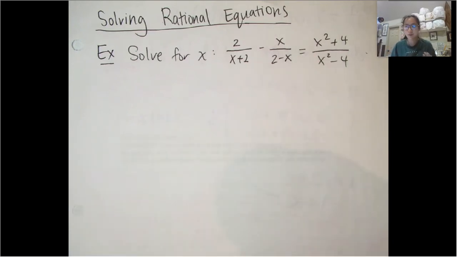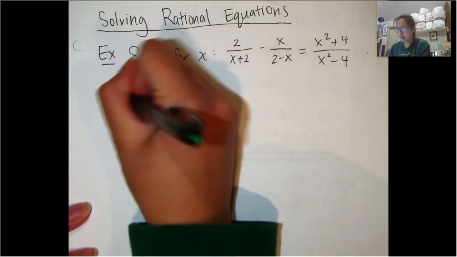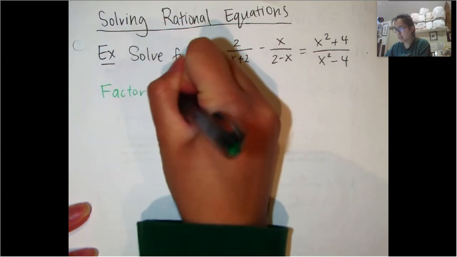So we're no longer working with expressions. We have been talking about expressions up until now and just simplifying. Now we're actually trying to solve for x. So the first step, as per usual, is going to be to factor everything that you can factor.